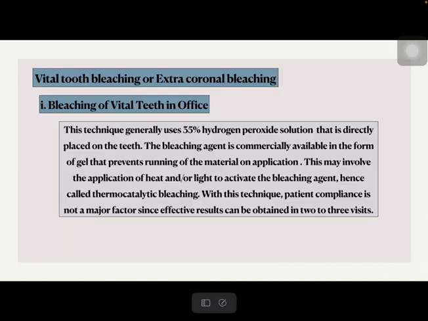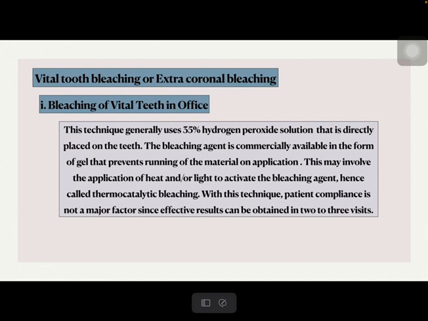Let's see bleaching of vital teeth in office. In this technique, we use 35% carbamide peroxide. Here, the bleaching takes place in the dental office by the dental professional. Here, the 35% carbamide peroxide is usually used, commercially available in the form of gel that prevents running of the material on application. Here, the catalyst which is present in the bleaching agent gets activated by heat or light, and so it is called thermocatalytic bleaching.